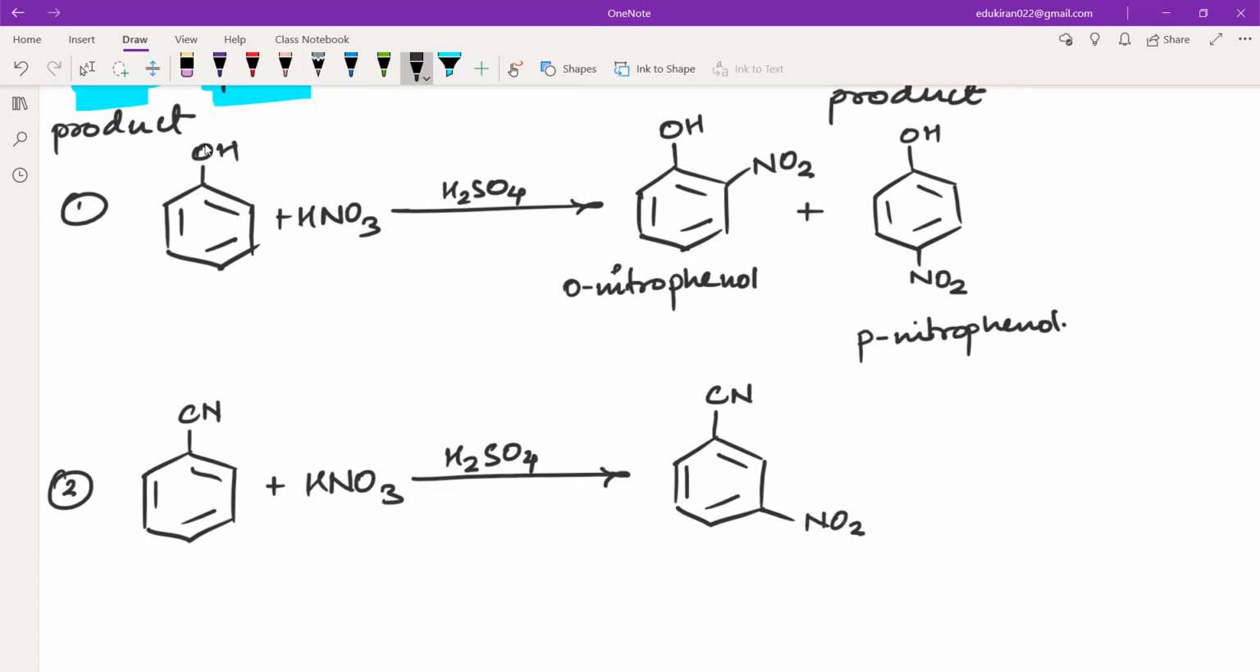Okay. So this will be M nitro benzonitrile. ऐसे लिख देते हैं. Cyano and nitro. Cyano will be higher. 1 cyano, 3 nitro, benzene.